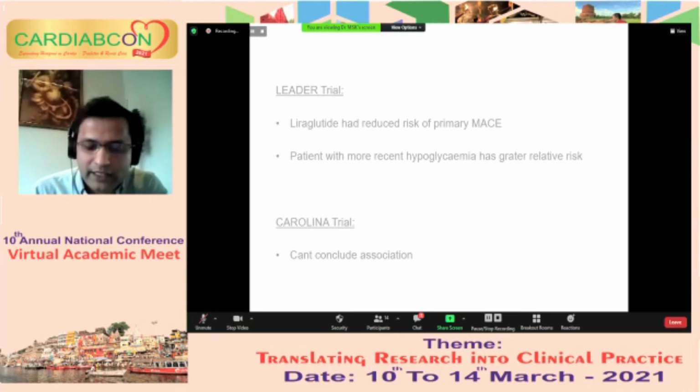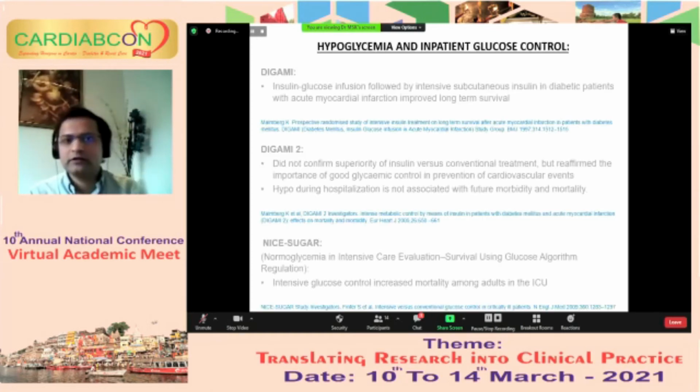And again, it was independent of lower incidence of severe hypoglycemia. So it has shown the benefit in the populations, but no risk of severe hypoglycemia, which was obviously a good finding. The Carolina trial wasn't much helpful in terms of looking at the hypoglycemia association. So those were the studies which we have seen, mostly in the outpatient settings.